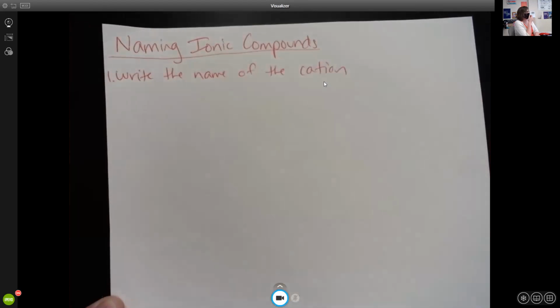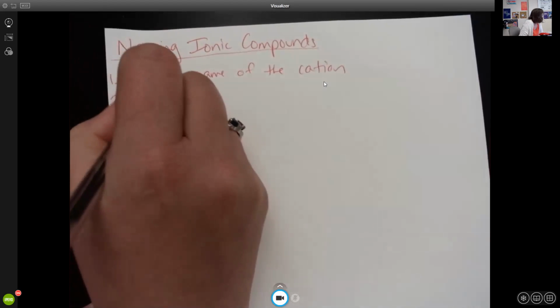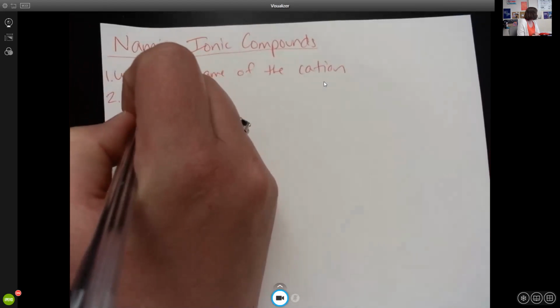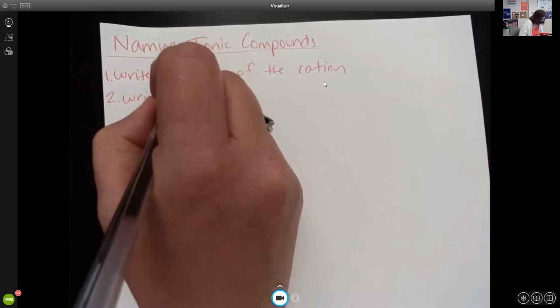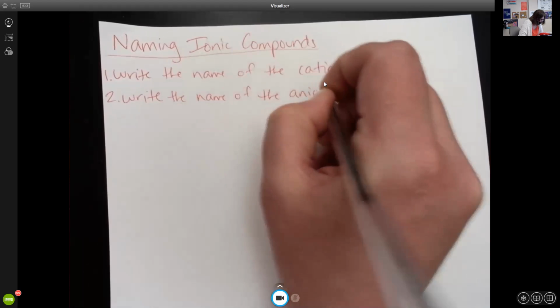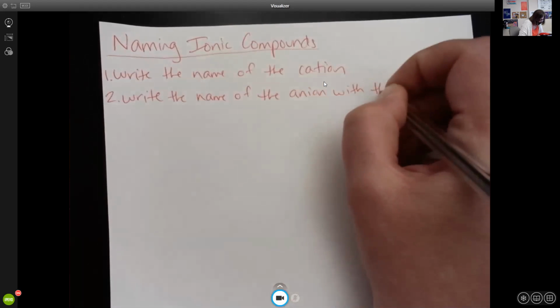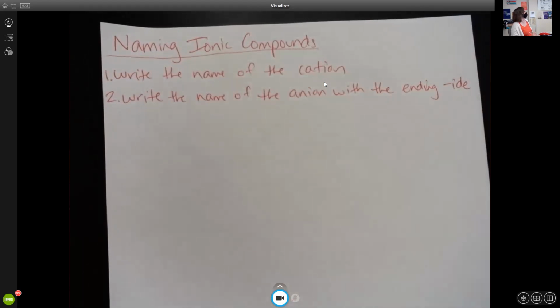So the first step is to write the name of the cation. And the second step, am I sharing my screen for the people at home? Just checking. I hope I am. The second step is to write the name of the anion with the ending "ide", I-D-E. So we're going to change the element's name and change its ending so it says "ide". And that's it. Those are the steps, and we're going to do a few examples.